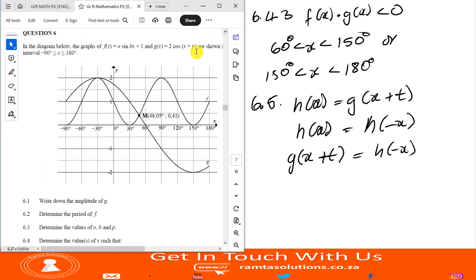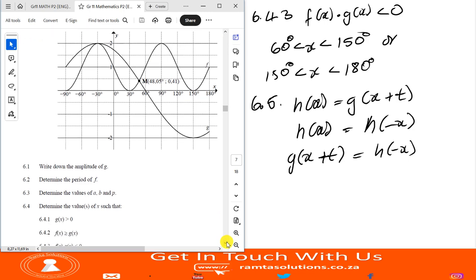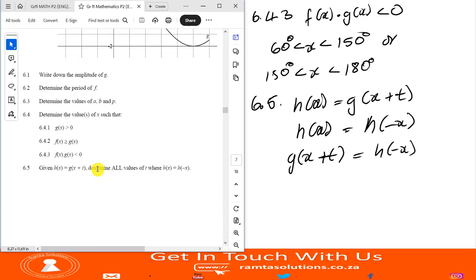The period of our cosine, or of g of x, is 360 degrees. So that means wherever you get a point, you will get it again after 360 degrees. So I'm trying to say, for this to work, g of x has to be moved 30 degrees to the right. If you move 30 degrees to the right, it means this t must be negative. So I say t will be negative 30 degrees plus 360 degrees k, where k is an element of the integers.